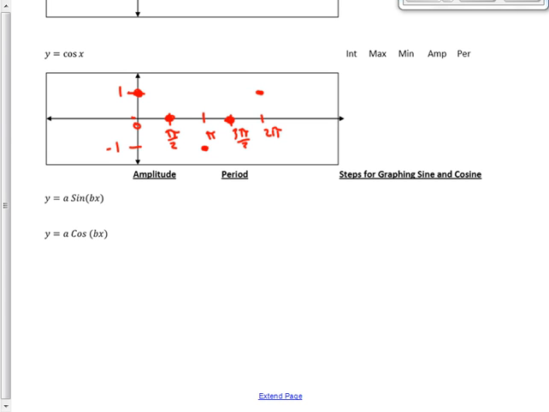I can draw the graph in here. One period of cosine looks like this. Again, it goes from 0 to 2 pi. So when I look at period here, I've got a period of 2 pi. And one period happens between that.